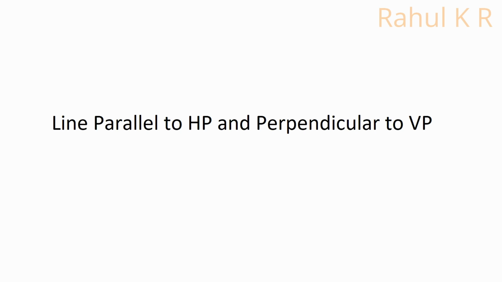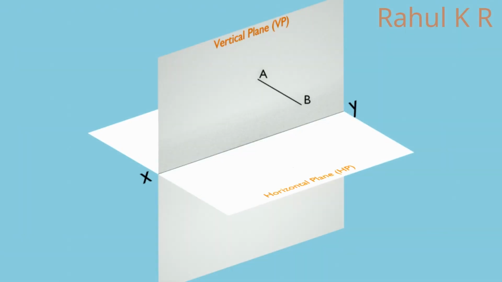Line parallel to HP and perpendicular to VP. Consider a line AB parallel to HP and perpendicular to VP. The entire line is in first quadrant. Since the line is parallel to HP, the projection of the line on HP, that is the top view, will have the same length as that of the line itself. If the line has a length of 50 mm, the top view will also measure 50 mm. Also, since the line is perpendicular to VP, the top view will also be perpendicular to the XY line.